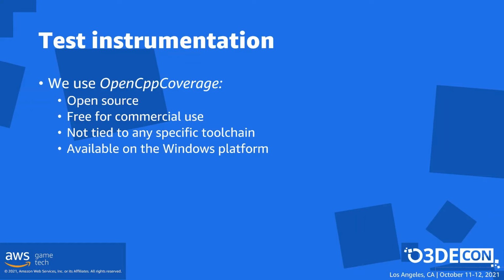The instrumentation we use for the test impact analysis framework is a tool called OpenCPP Coverage. We chose this tool for the following reasons. Firstly, it's open source, which allows us to modify its functionality to our needs. Secondly, it's free for commercial use, which is critical for a free and open source game engine such as O3DE. Thirdly, it's not tied to any specific toolchain, so we don't have to use any particular compiler in order to use this tool. And finally, it's available on the Windows platform.